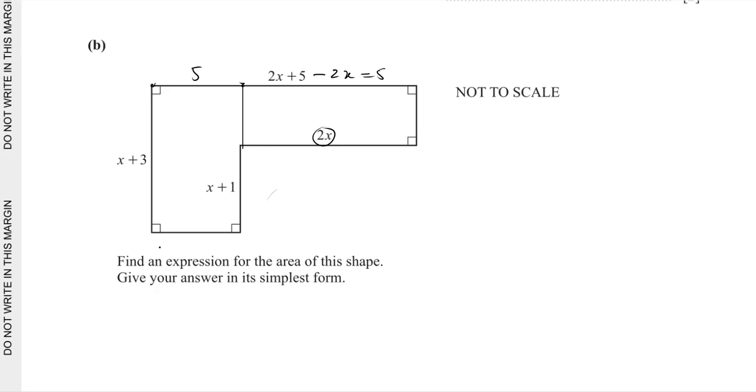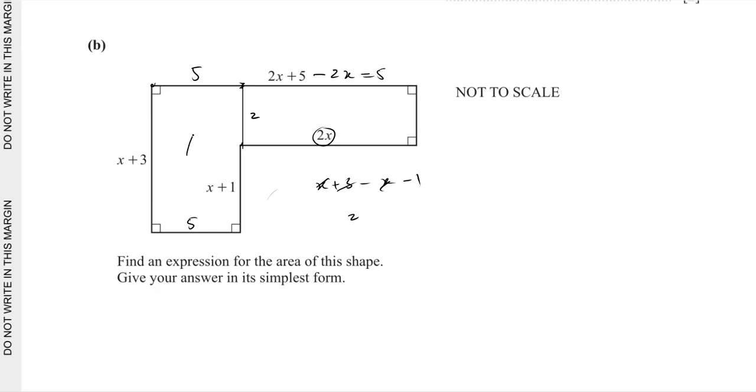And to find this side, this is also equal to 5. To find this side from here to here, we have to take this and subtract from here. So x plus 3 minus x minus 1, that's going to be equal to just 2. So this side here is equal to 2. Now let's find out the area of both shapes, and then we will simplify the answer. Find the expression for the area of this shape.